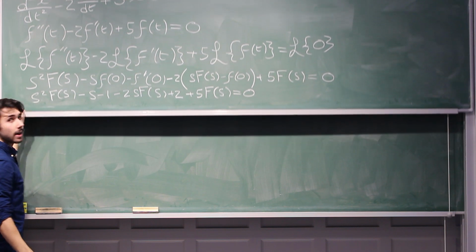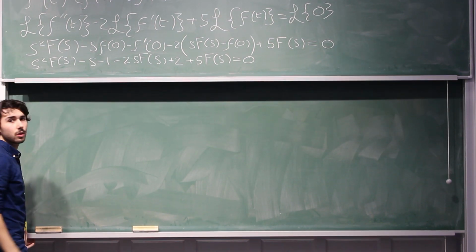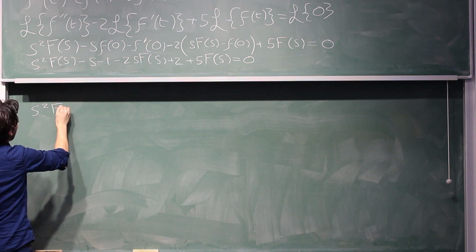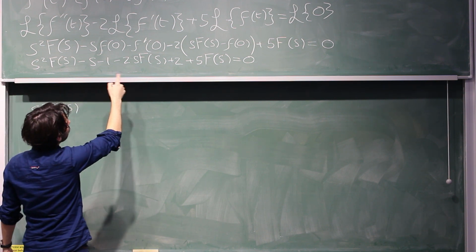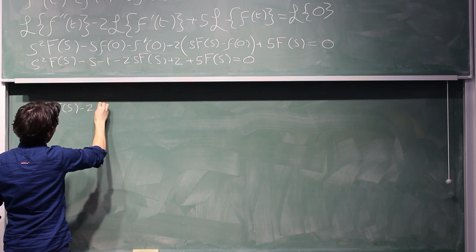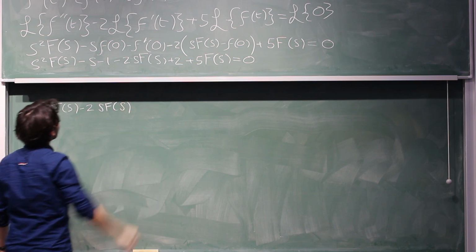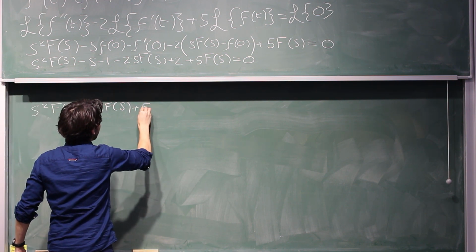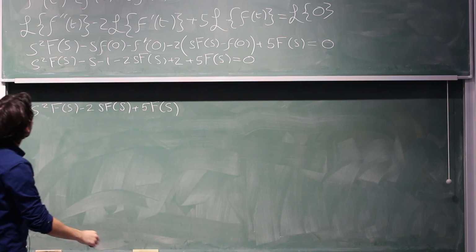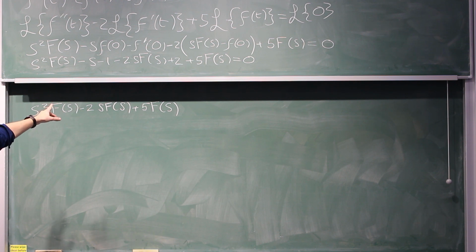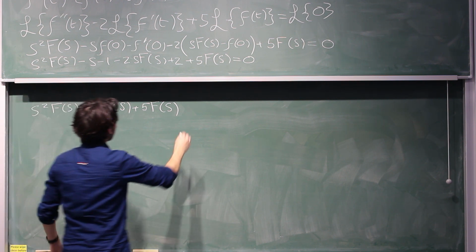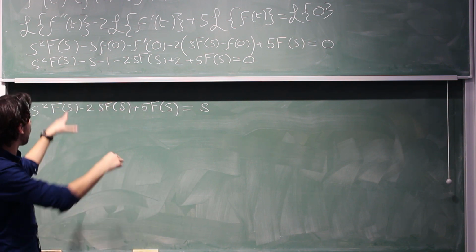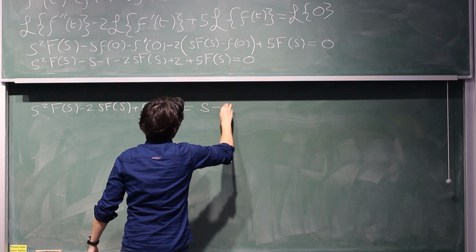Okay, cool. Let's see what we can do in terms of expanding, simplifying and grouping everything up. Let's write this as s squared times capital F of s. We've got minus 2s F of s, so minus 2s F of s. We've got 5 times F of s there. We've got a minus 1, a plus 2, and a minus s, but let's put all of those on the other side. So this is equal to s, and then minus 1 plus 2 is 1, but moving to the other side it's minus. So it's just equal to s minus 1 on that side.